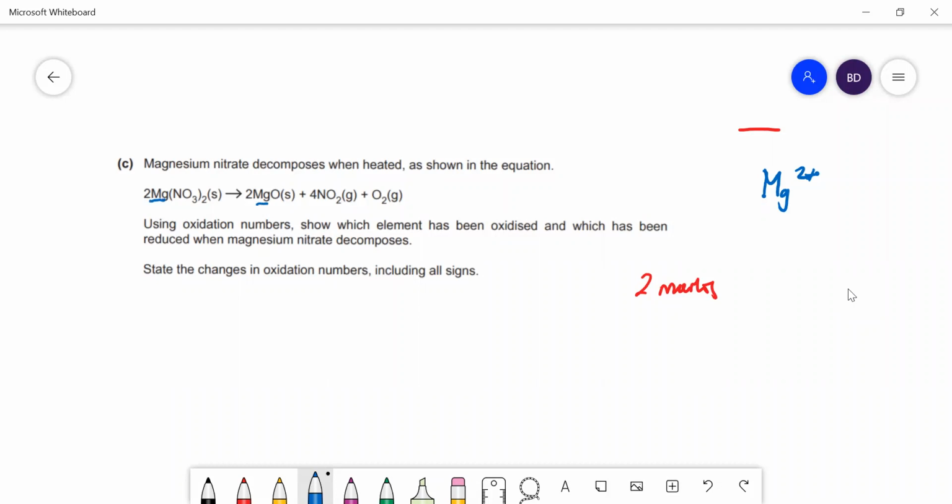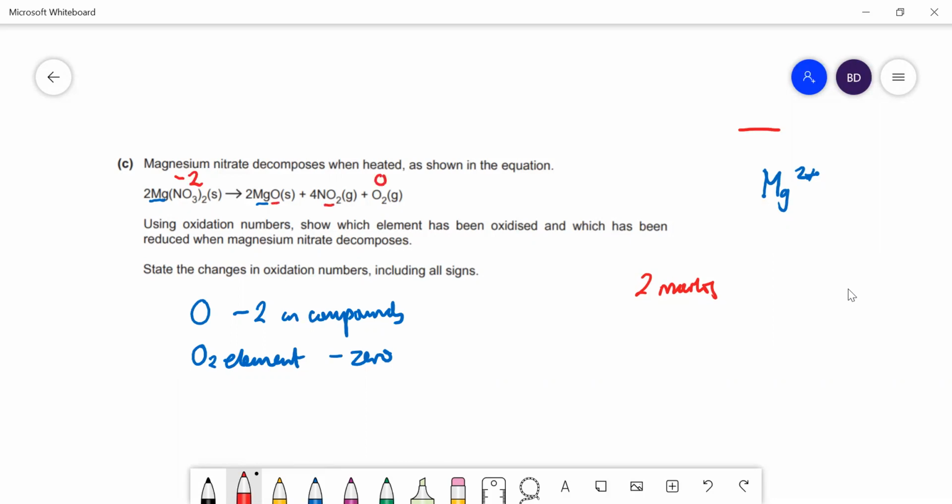So the other 2 elements we need to worry about are the nitrogen and the oxygen. Let's look at the oxygen first. Oxygen has always got an oxidation number of -2 in its compounds, but of course, its oxidation number as an element is going to be 0. So look here, it's got an oxidation number of -2. And here, these ones haven't changed, but these oxygens here have gone up to 0. When an element's oxidation number goes up, it means it's been oxidized. So the oxygen has been oxidized.